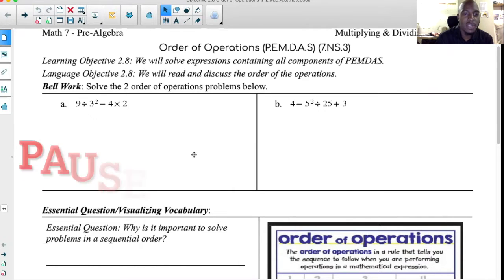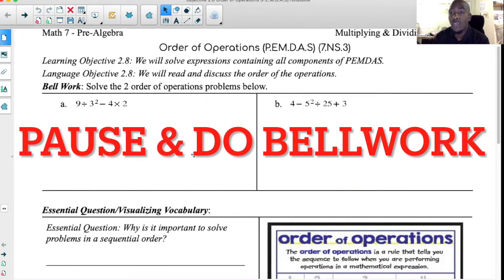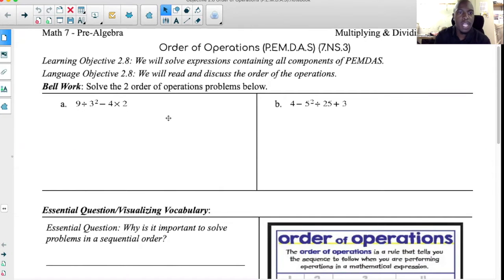To start off, as every lesson does, take a minute, pause the video if you need to, and complete the bell work. All right, let's dive in. So this says solve the two order of operations problems below. And as usual, you follow the order of operations in order to solve these problems.